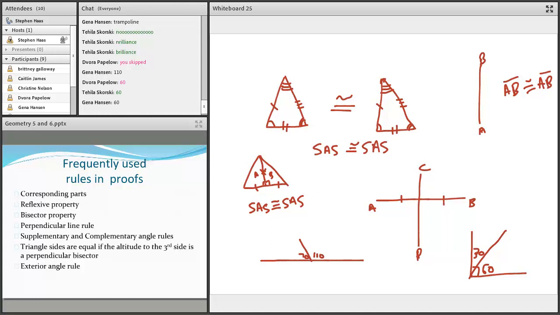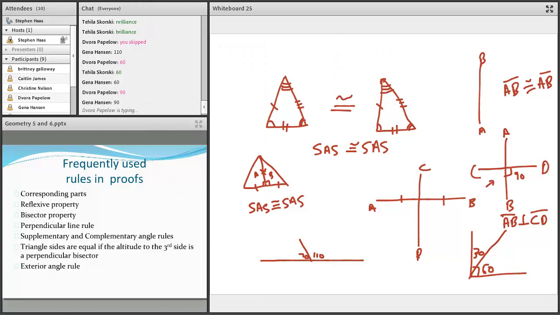The perpendicular line rule says that if two lines are perpendicular to each other, that means they form a right angle. This line is perpendicular to this line. Let's say, for example, this is A, and this is B, and this is C, and this is D. So the way I would write it is AB is perpendicular to CD. If that's true, then it forms a right angle. By the way, how many degrees is this angle over here, the one that I just put in? 90. How about the one next to it over here? Also 90. And this one's 90, and that one's 90.